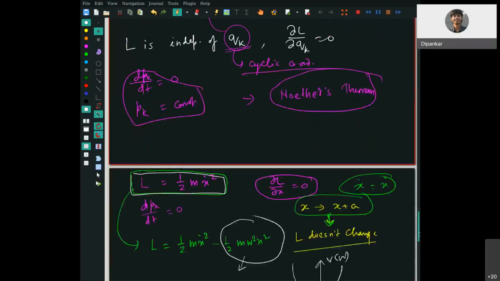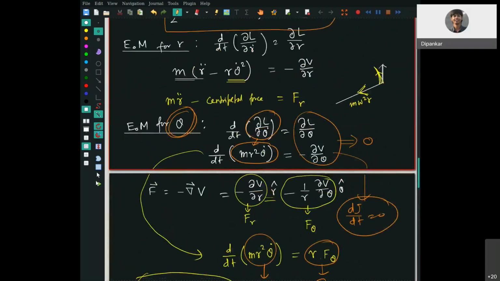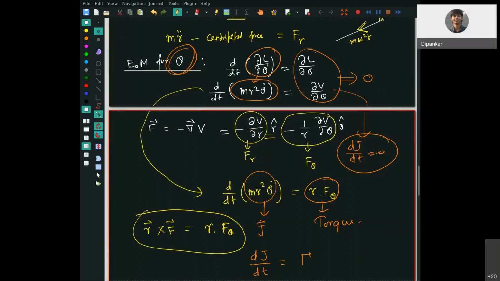And again, in the same token, if you have del L del theta equals 0, that means L does not contain theta. That means if you change theta from theta to theta plus another angle, so theta plus 45 degree, if you rotate your coordinates by 45 degree, your Lagrangian does not change. So your Lagrangian possesses a rotational symmetry. And because of that, the momentum that is associated with rotation, which is my angular momentum, is conserved.